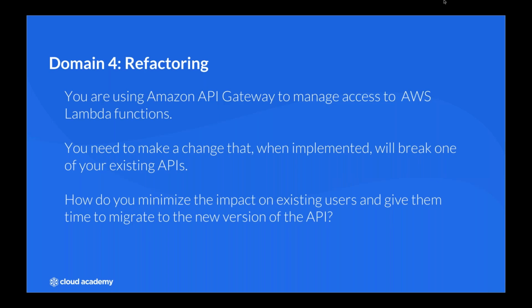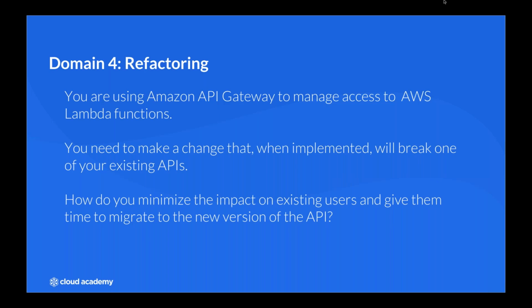Not all of them, some of them. I'm going to break something. So how do you minimize the impact on existing users and give them time to migrate to the new version of the API? And again, this is a refactoring thing internally. So this is, I've already got it up there, but now I need to make some changes.